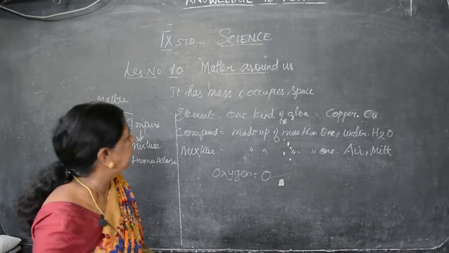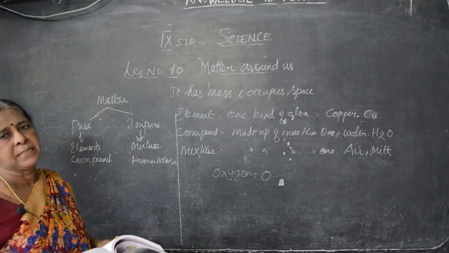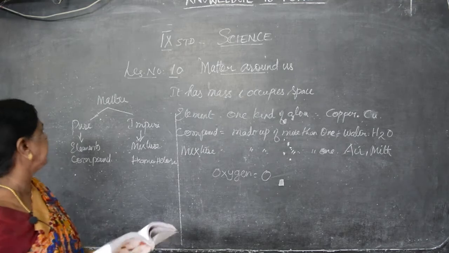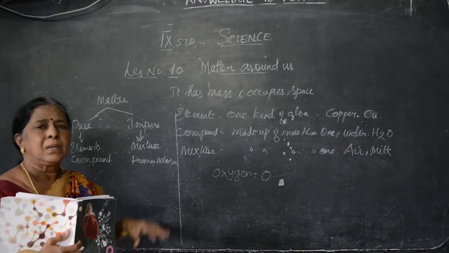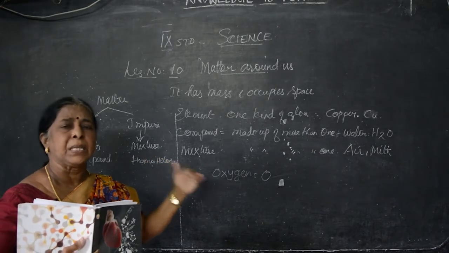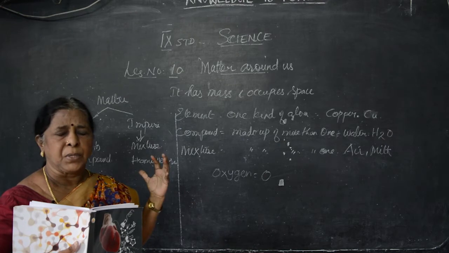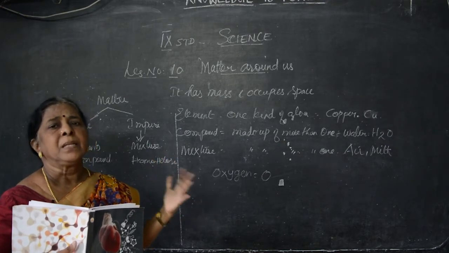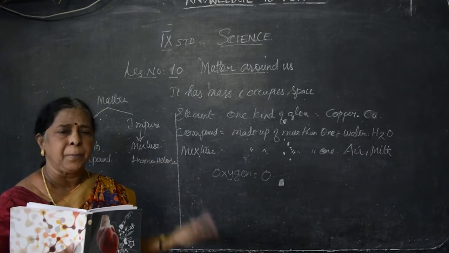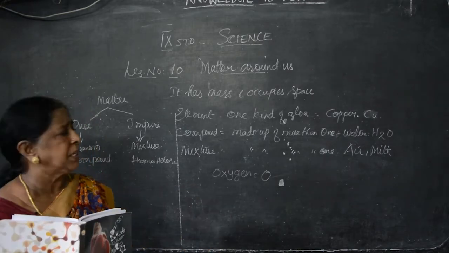These elements we can divide into metals, non-metals and metalloids, which you would have studied in 8th standard. Metals are mostly solid. They have special characteristics: they are sonorous, they can produce sound, and they have luster, which means shining. They have high melting point, high boiling point, and are malleable and ductile. All that you have studied in 8th standard.